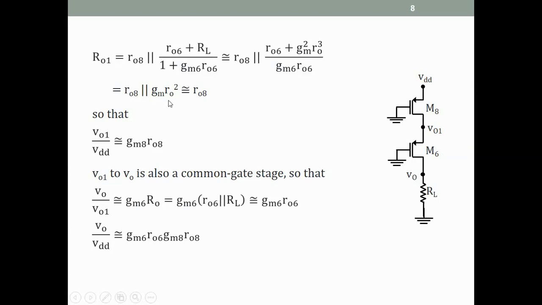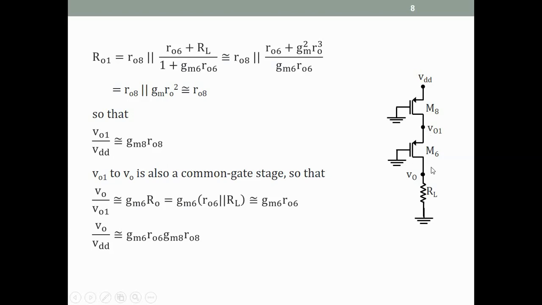Still Gm Rho squared is much larger than Rho8. So we say Rho1 is approximately Rho8. Therefore, VO1 by VD is Gm8 into Rho8. Right? Now let's find the gain from VO1 to VO, which is again a common gate stage.